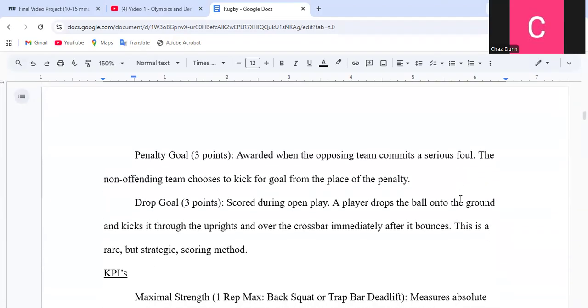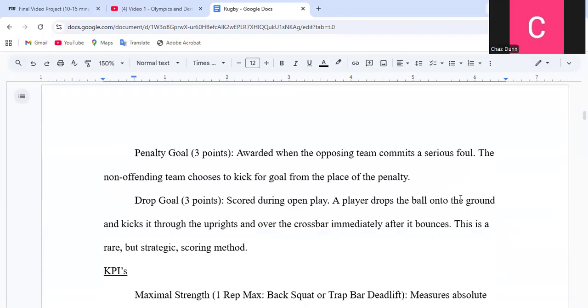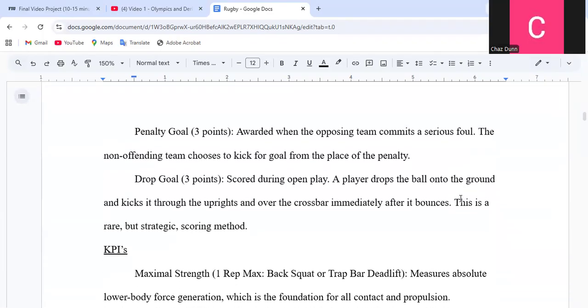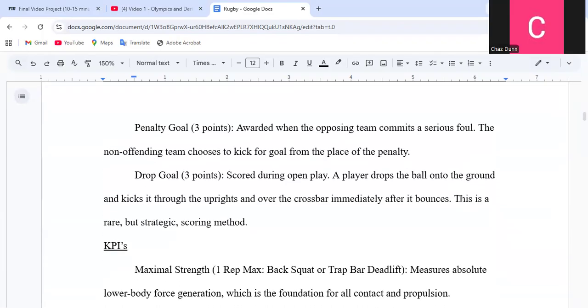You have the penalty goal, which is 3 points awarded when the opposing team commits a serious foul. You have the drop goal, which is also worth 3 points, scored during open play. A player drops the ball onto the ground and kicks it through the uprights and over the crossbar immediately after it bounces.